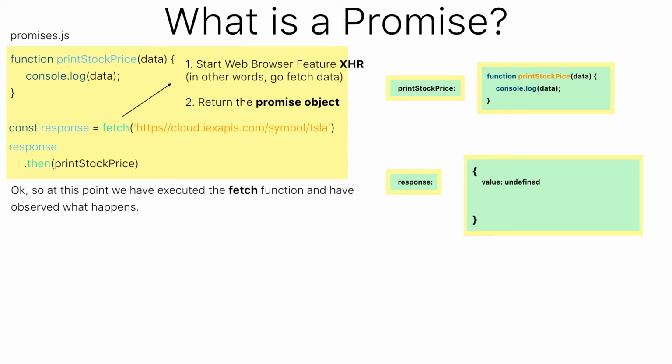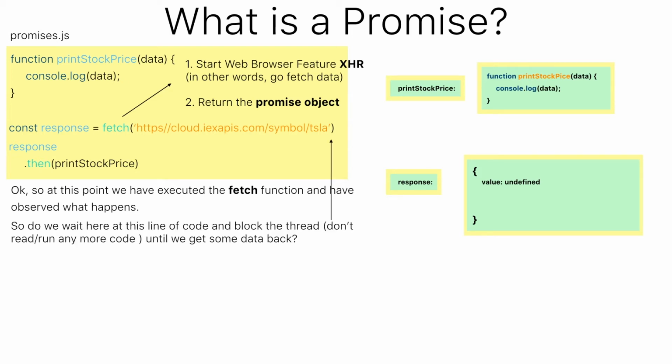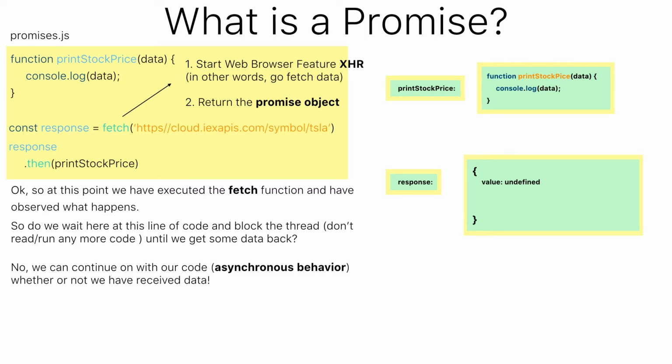Okay, so at this point we have executed the fetch function and have observed what happens. So do we wait here at this line of code and block the thread? In other words, don't read or run any more code until we get back some data. No, we can continue on with our code, whether or not we have received data.